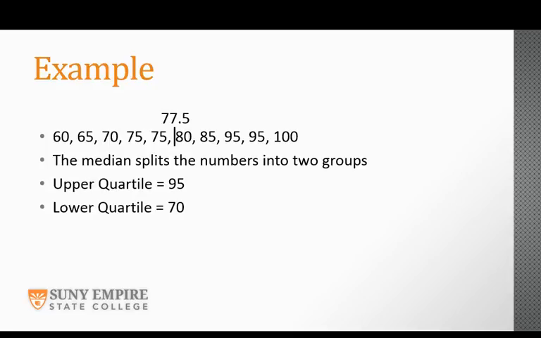To find the lower quartile, we find the median of the lower portion. Pairing off, the 60 matches with the 75, and the 65 matches with the other 75. So our lower quartile is 70.